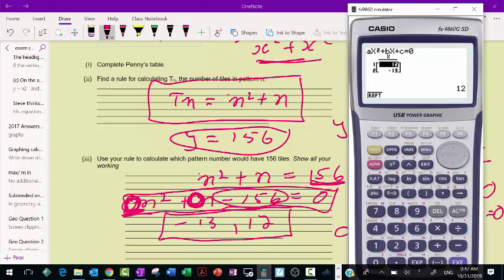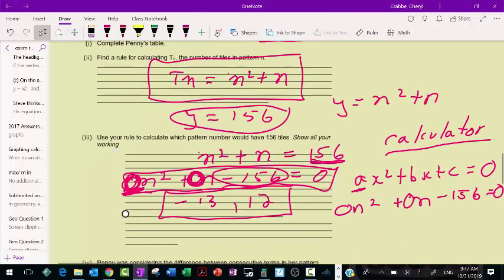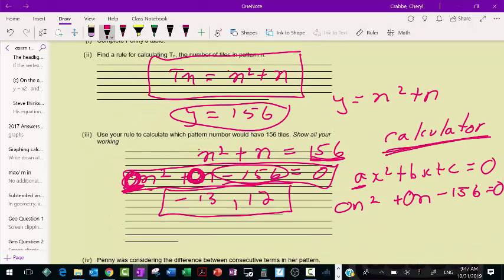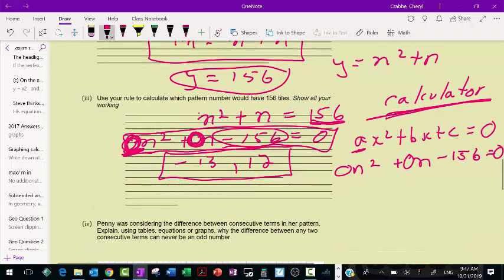So that is a way of using the calculator. There's a number of ways that you could do it, but when you're trying to solve a polynomial and you're not comfortable doing it by hand, you can use the solver function on your calculator.